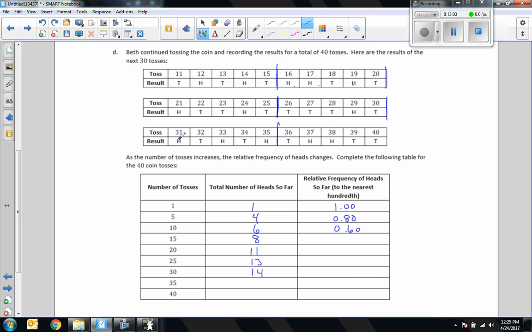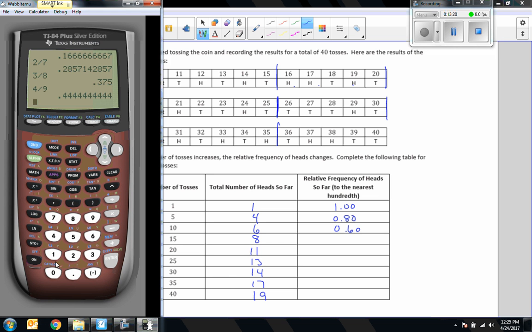And then to here, there's 1, 2, 3 heads. Adding to 14 is 17. And then 40, there were 2 more, which is 19. So there's a total number of heads so far. And the relative frequency now is 8 divided by 15. So now I have to do these calculations.